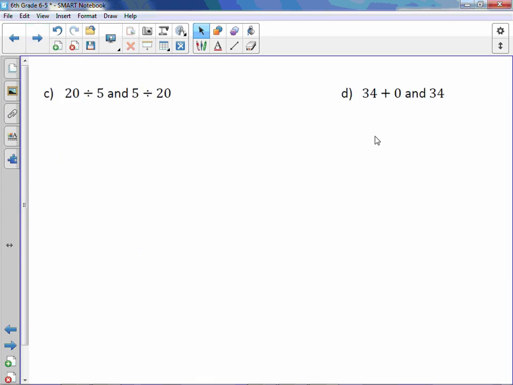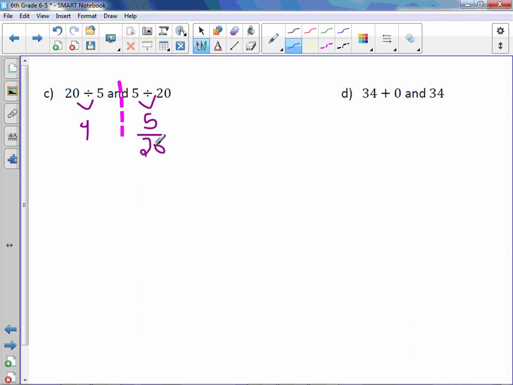Letter C. 20 divided by 5, or 5 divided by 20. Well, 20 divided by 5 is 4. And 5 divided by 20 is really 5 over 20, which can be reduced to 1/4. So these two expressions are not equal.